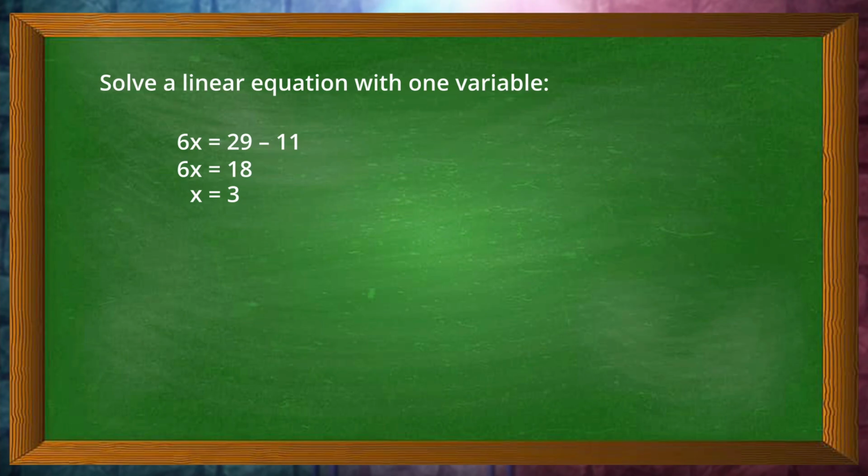You are probably familiar with the concept of solving a linear equation with one variable. This means an equation such as 6x + 11 = 29, which has only one variable, x, and the index of x is 1, and there are no higher powers involved. To solve such an equation means to find the value of the variable which makes the equation true.